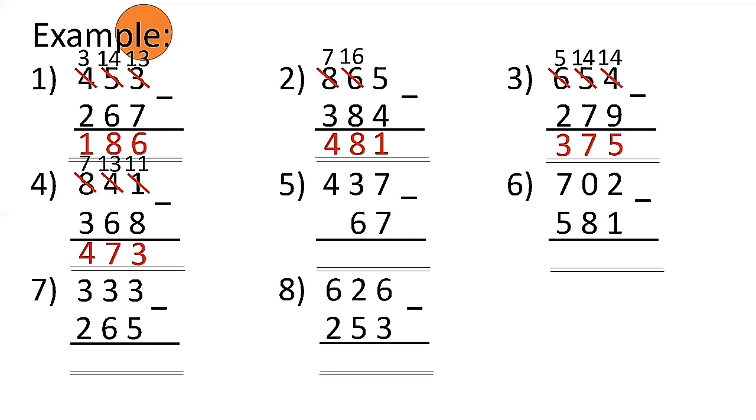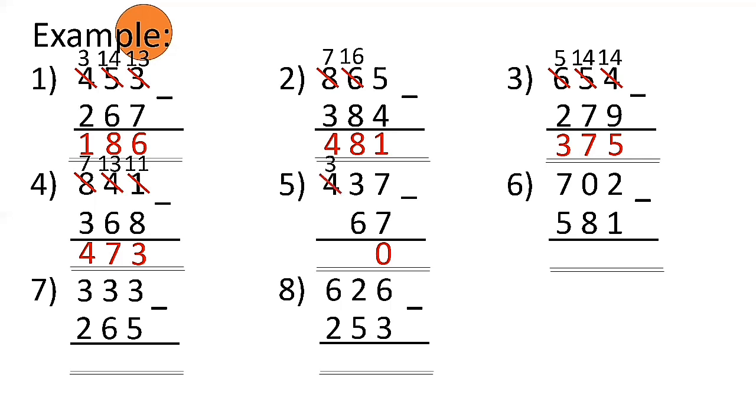7 minus 3, that is 4. So our answer is 473. Number 5, 437 minus 67. 7 minus 7, that is 0. 3 minus 6 cannot be, so we need to borrow in the hundreds place.